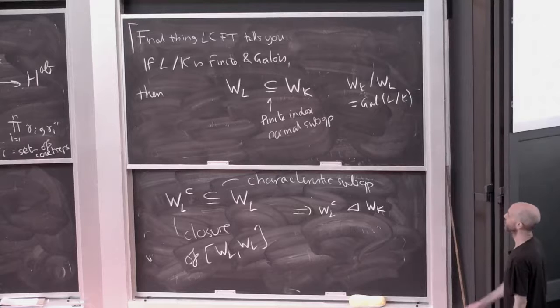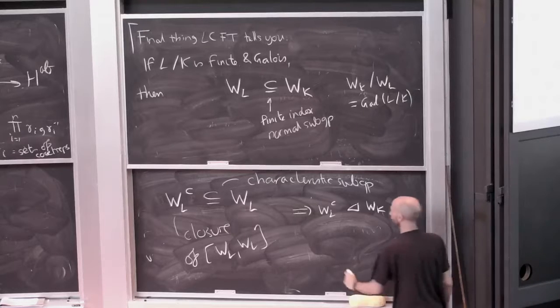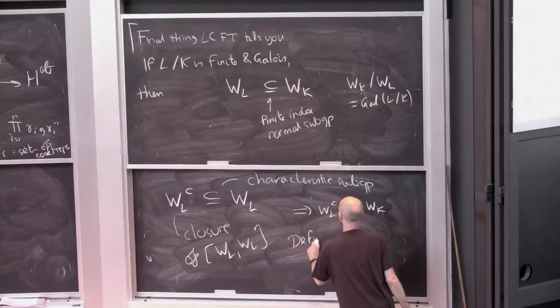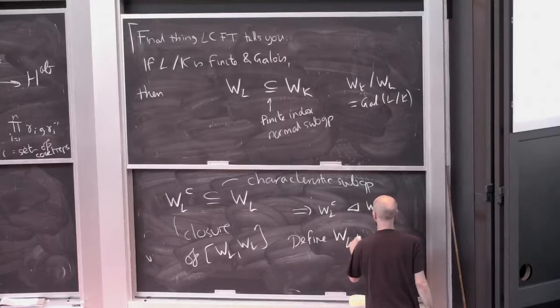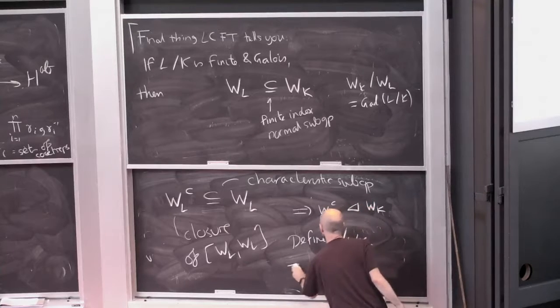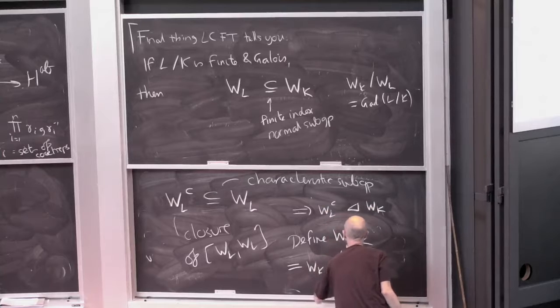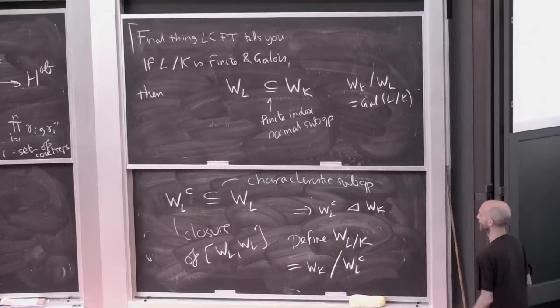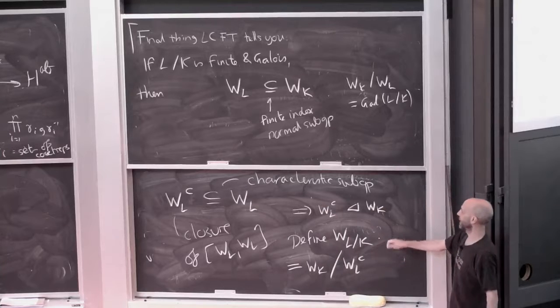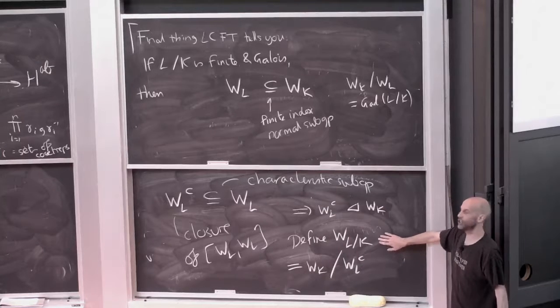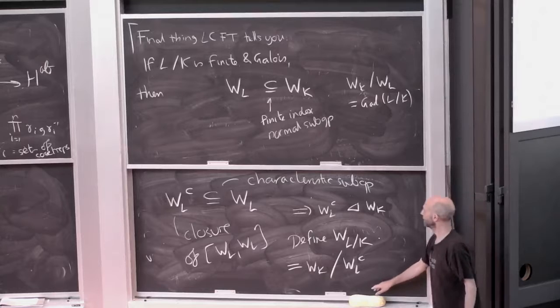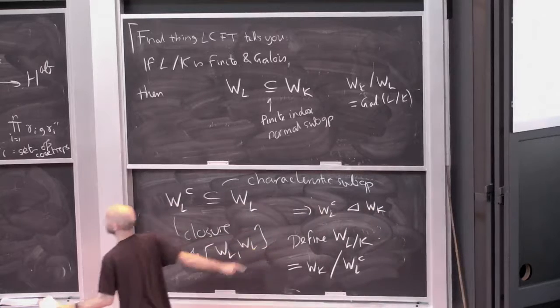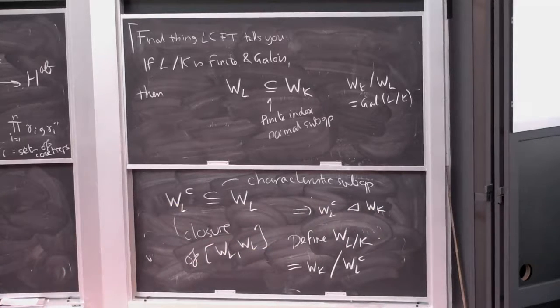And we can take the quotient of this. So let's define W_{L/K} to be the quotient W_K modulo W_L^c. Okay, so that's not Gal(L/K). This is a huge thing because, well, let's take W_{L/K} apart, and I'll show you what we've just made.